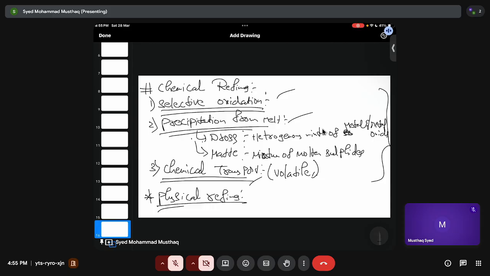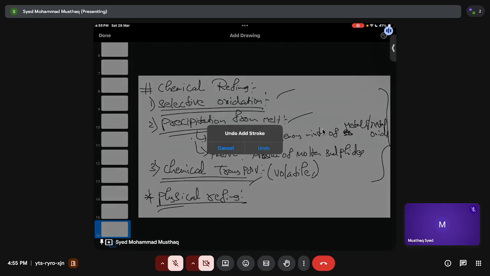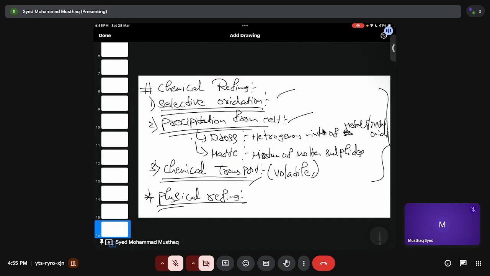Electro refining is where you have an impure anode and a pure cathode. In electro refining, what we do is dissolve the chemical elements at the anode. Let's take an example of copper.